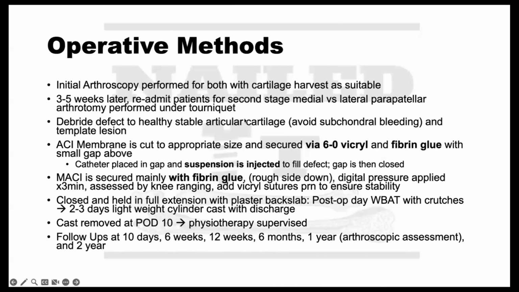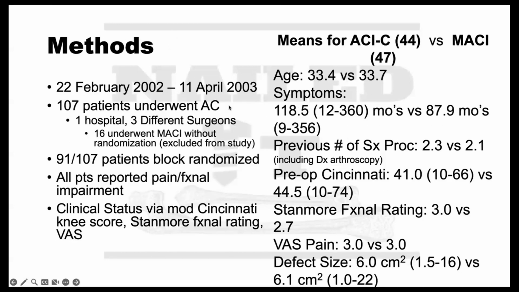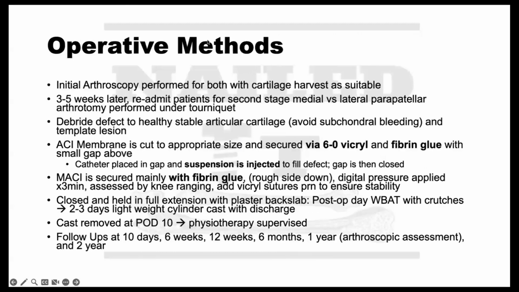The biggest thing I think from their methods is that the defect size average was 6 centimeters square, which is a lot bigger than we've been talking about prior. And one of the key things that they like to talk about for their operative methods, the key difference between the AC membrane and the MACI, is that you have to cut out the AC membrane. You have to debride the healthy, stable cartilage, and then take the AC membrane, cut it to the appropriate size, and suture it in and use fibrin glue.